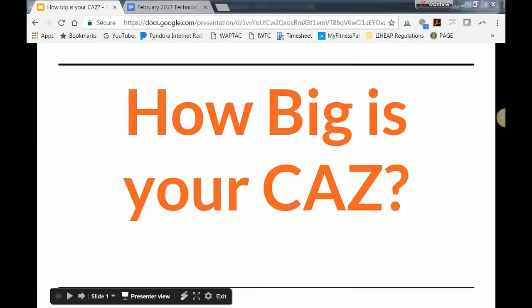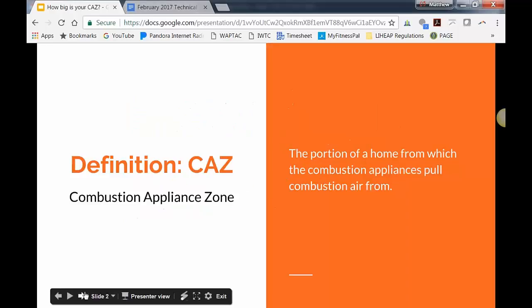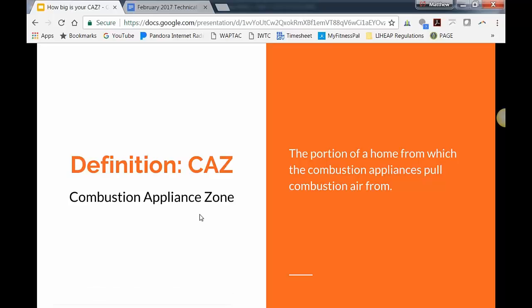Okay, so for the purpose of this discussion, we need to define what a CAZ is. Now, we could have some semantical arguments about this, but at the end of the day, the definition of a CAZ is really not all that important, other than when I talk about it here, you probably just need to know what I mean when I say your CAZ.